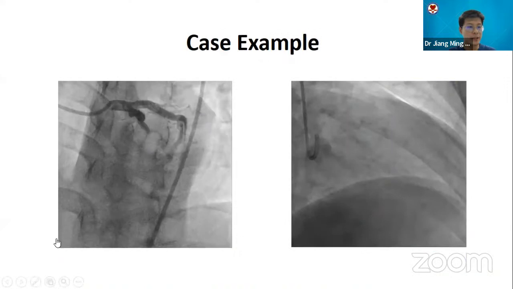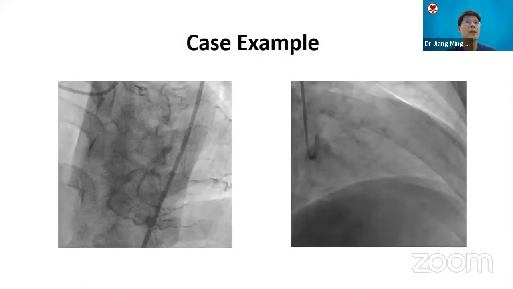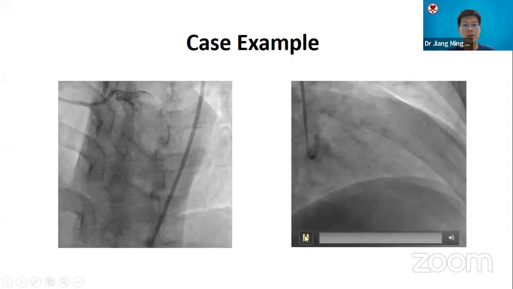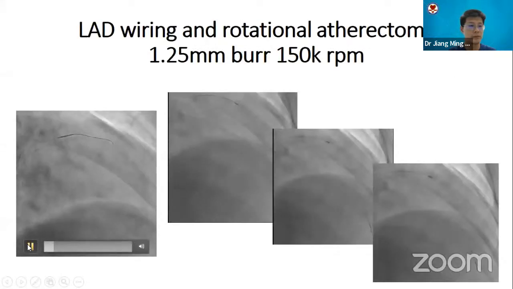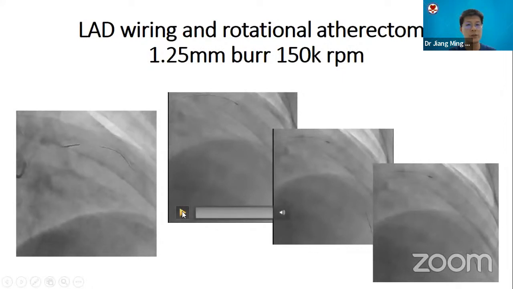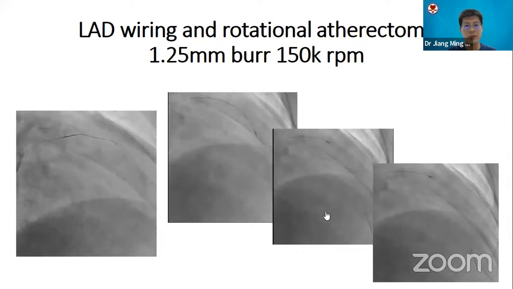This is one of my last case examples. So this is a long, diffuse, tortuous calcified lesion in the LAD as shown in these LAO and RAO cranial views. So LAD wiring was done using a hydrophilic wire on microcatheter support. A primary rota strategy was done using a small size burr at 150,000 rounds per minute.